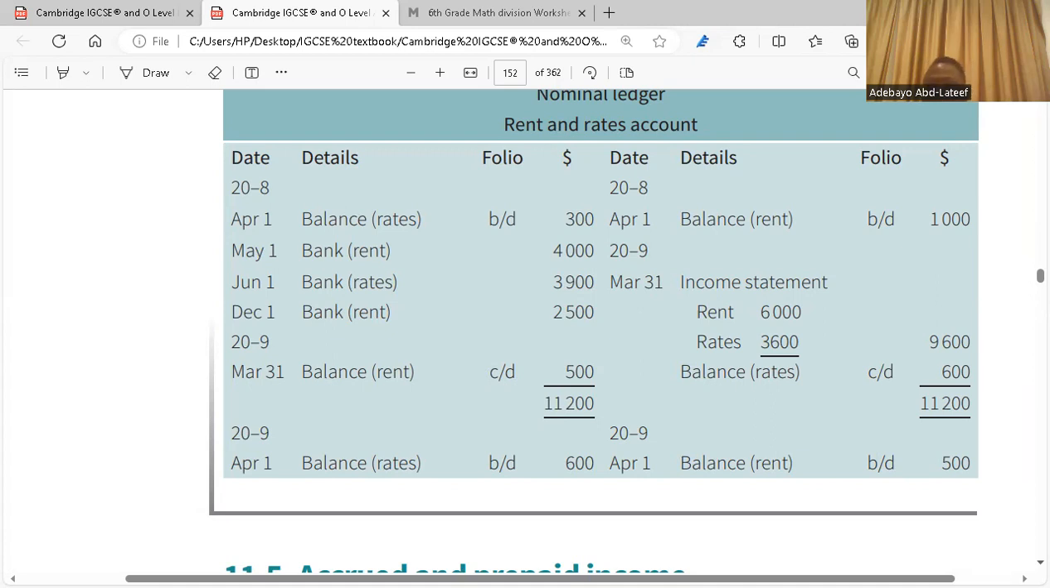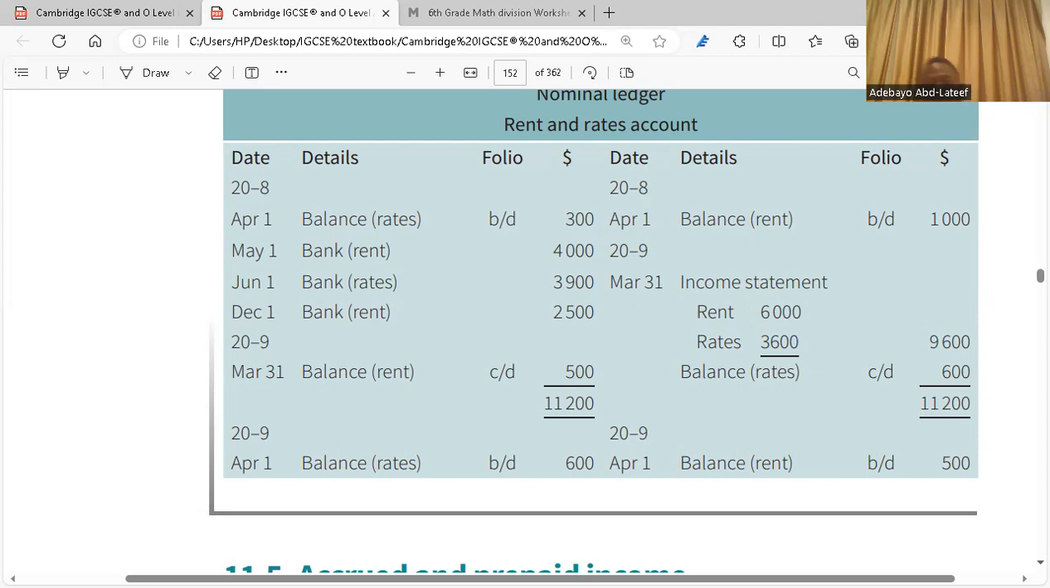But on the debit side, the rent was paid for one. There's still another prepayment of 500. So that's our balance carried down, which is 500 on the debit side, because the debit side represents prepayment. Yes or no? Yes. So when you add all together, it gives you 11,200. 11,200 minus 10,600 gives you the 600 for rates.